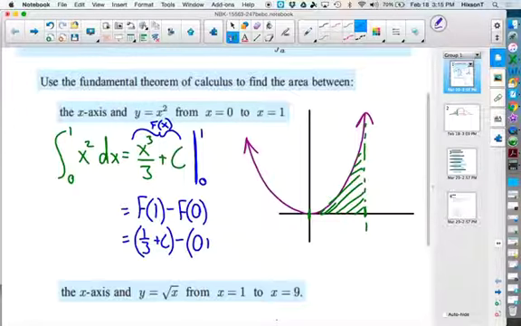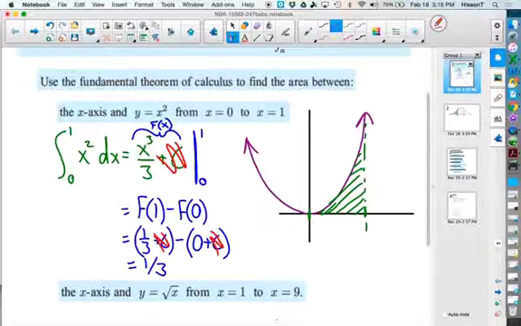And the capital F's are equal for integrals. Okay, so now, look at this. What's going to happen with my c's when I do this? They cancel out. That's why when you're doing definite integrals, you don't need to worry about the c's. This is just going to end up being 1/3. So when you're doing this, don't bother putting the plus c because they're just going to cancel out anyways.